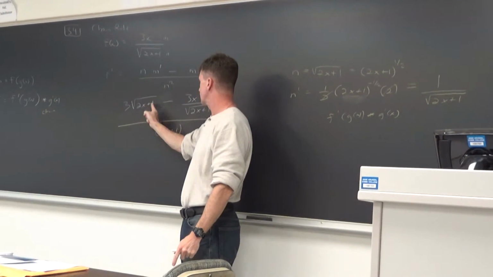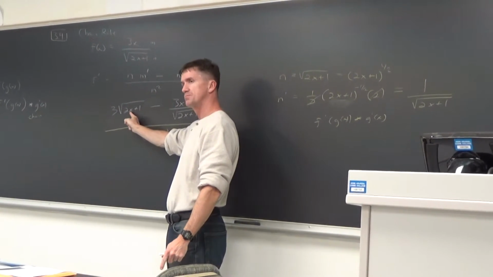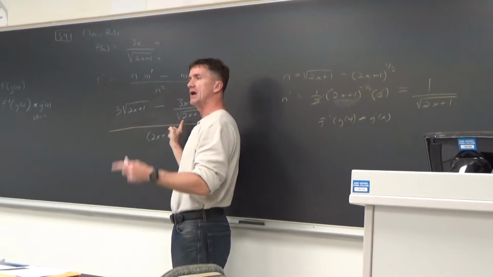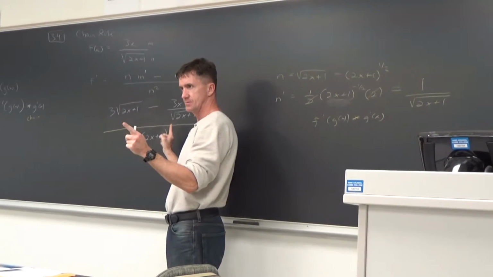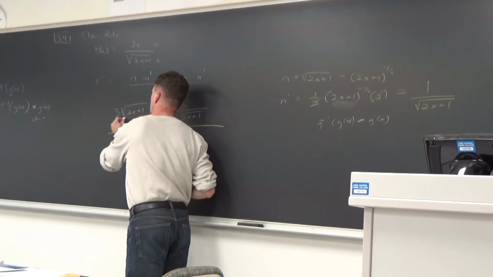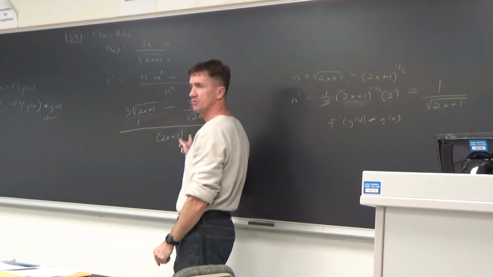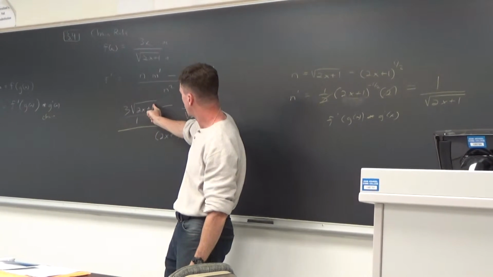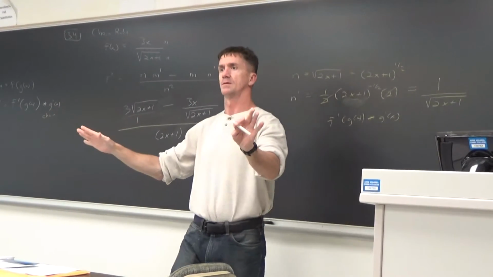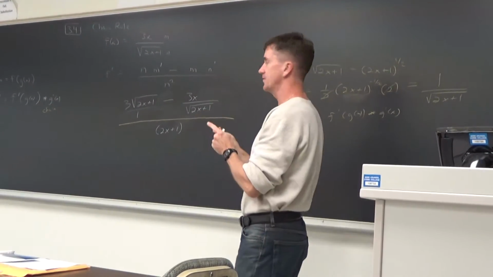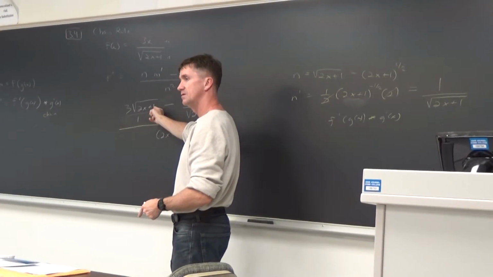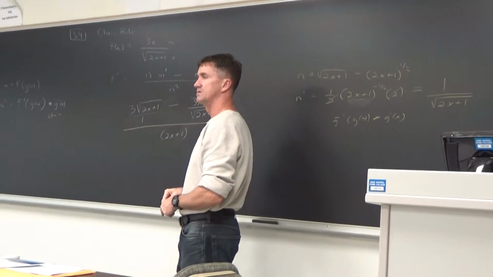If I want to subtract this part from this part, I need common denominators, right? This denominator has a square root of 2x plus 1. This one has, what's this over? 1. So if I want to make these common, do you agree I just have to multiply by the square root of 2x plus 1 over the square root of 2x plus 1 here? Yeah? All right, I'm going to do that.